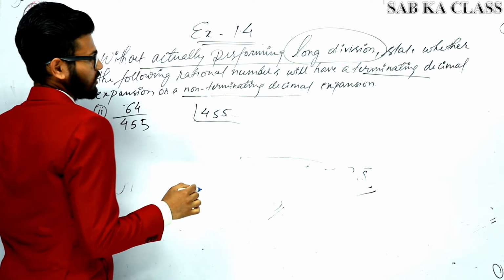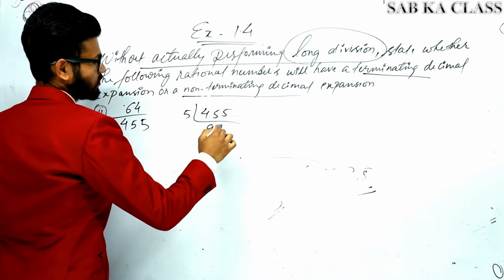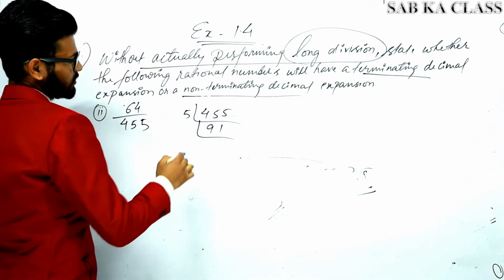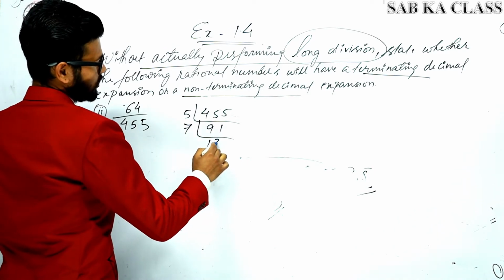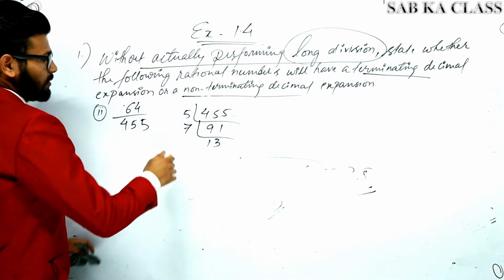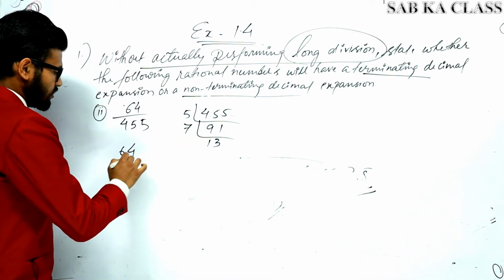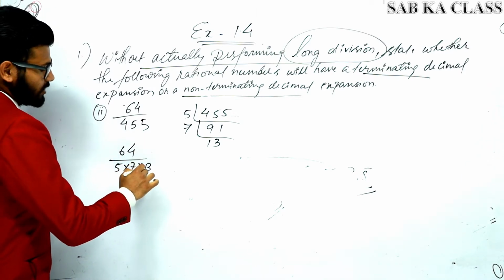455. The first factor will be 5. 5 9s are 45. The next factor will be 7. 7 1s are 7, 7 3s are 21. That means 455 can be expressed as 5 into 7 into 13.